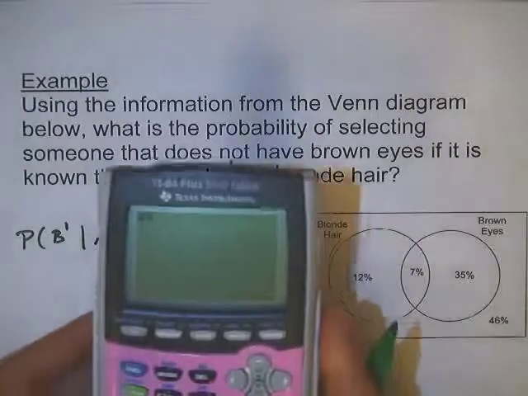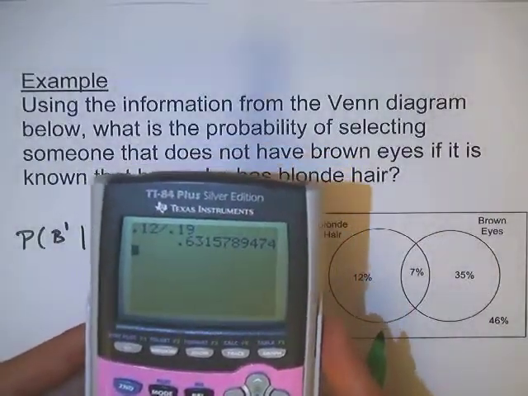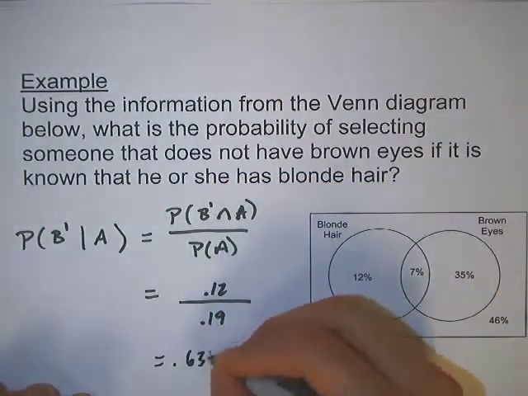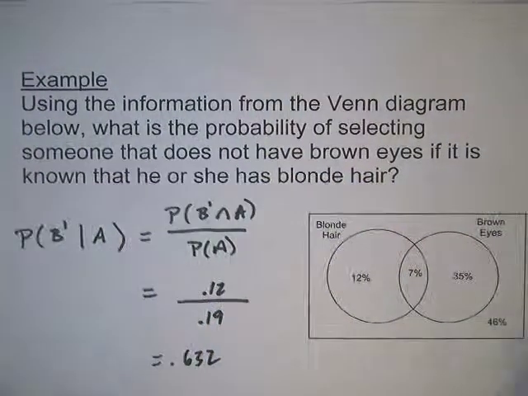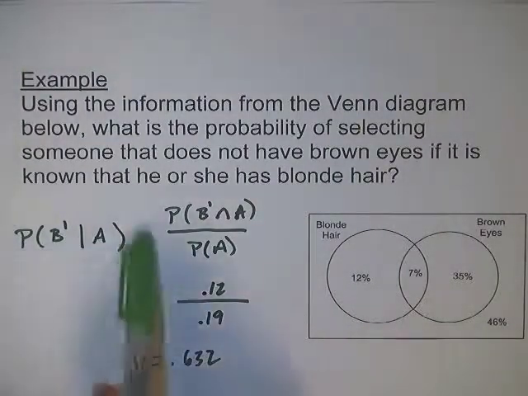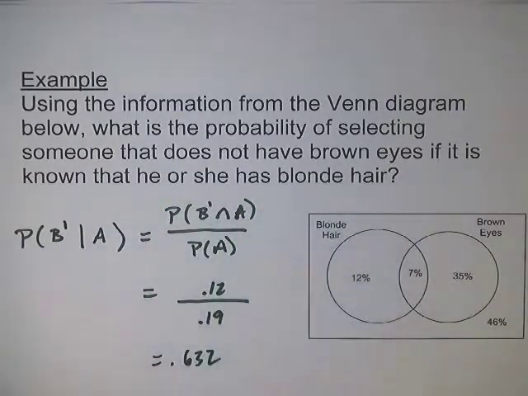So if we do that on the calculator, we end up with about 63.2%, 0.632. So 63.2% of blonde-haired people do not have brown eyes. So this is just another example of how to calculate conditional probability using the formula that we already had. All right, so that's been your tutorial on conditional probability.